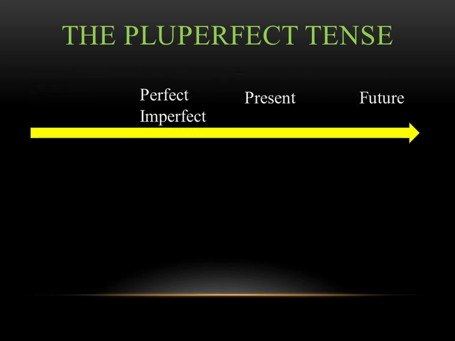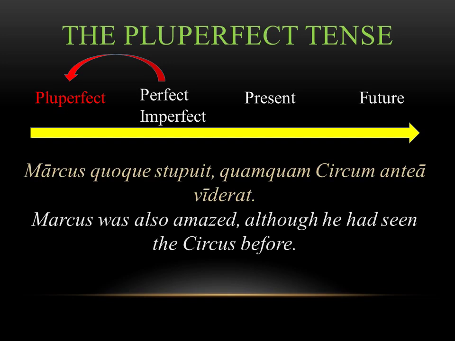So if we think of our timeline of where the tenses fall, these are the four we've seen so far. We have the present, the future, the perfect, and the imperfect. We're going to add to that a fifth tense, the pluperfect, and this is where it would actually fall on our timeline. It's in the past, but it's happening before another action. Now that other action we're talking about is going to be either perfect or imperfect. The pluperfect happens before that. That's the main difference here.